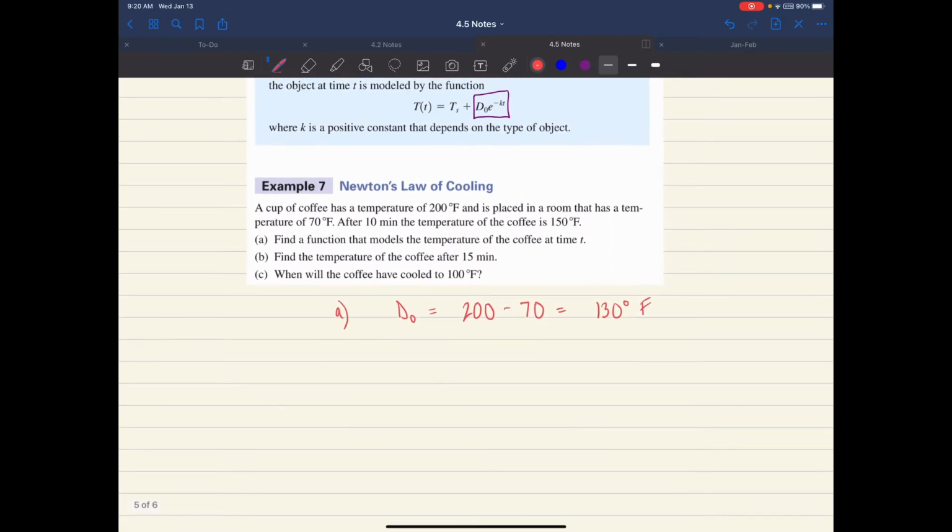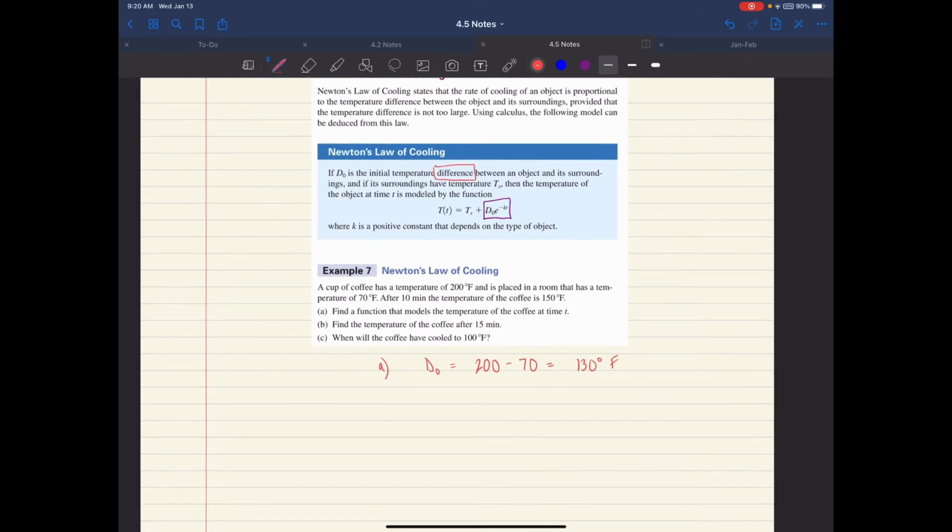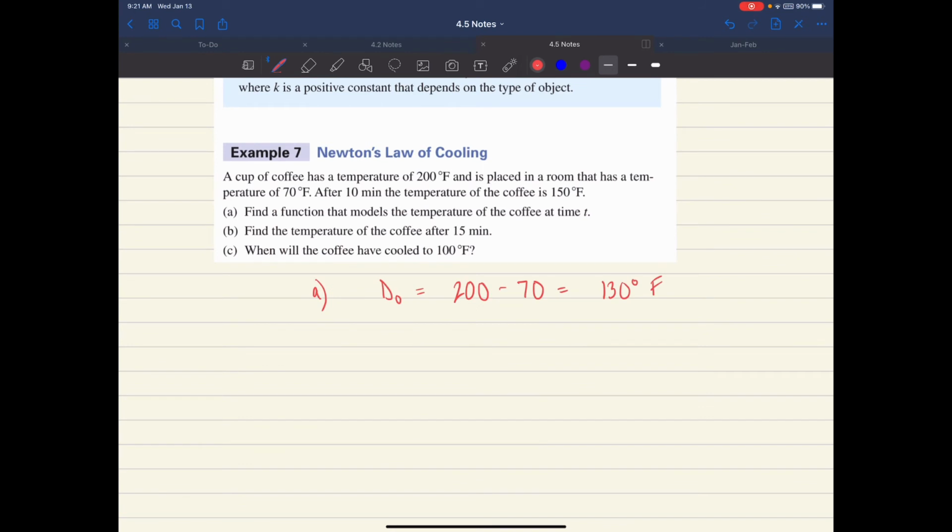Okay, so we have that. The temperature of the surroundings are 70, so let's look at the formula. So capital T of lowercase t equals 70 plus 130, and then it's e to the negative kt. So right now, that's what we have. So that's not our model completely. We would still need to find k.